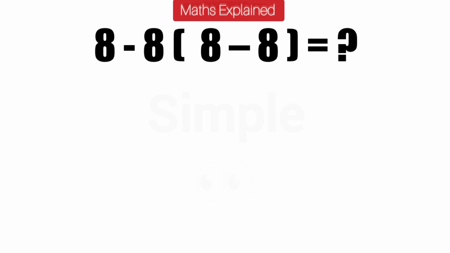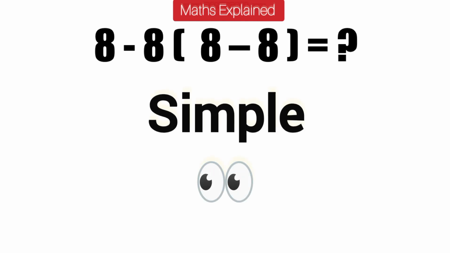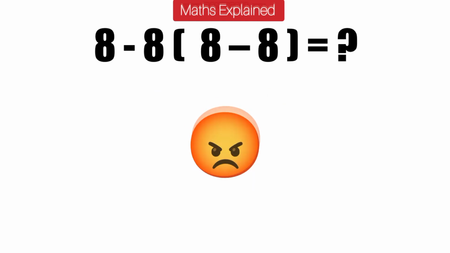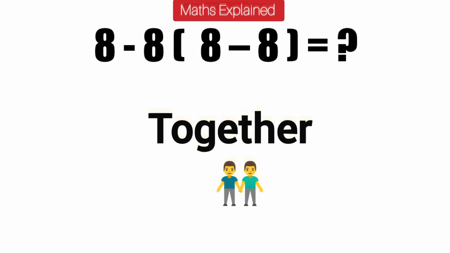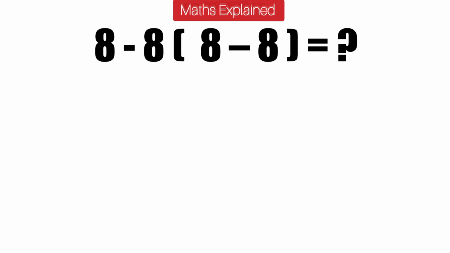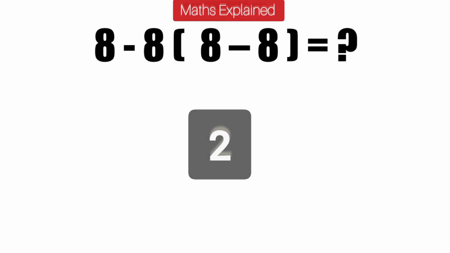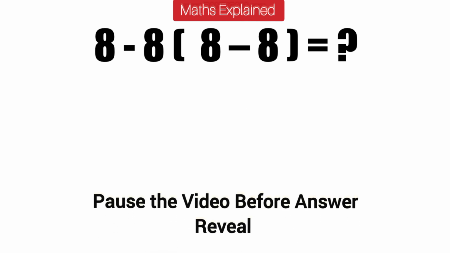Hey guys, this one looks very simple, but many students still get it wrong. Let's solve it calmly together. Question: 8 minus (8 minus 8), equals. Options are A, 0, B, 2, C, 4, D, 8. Pause the video before answer reveal.